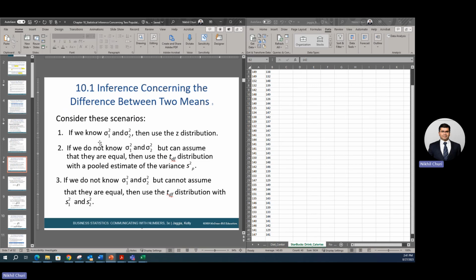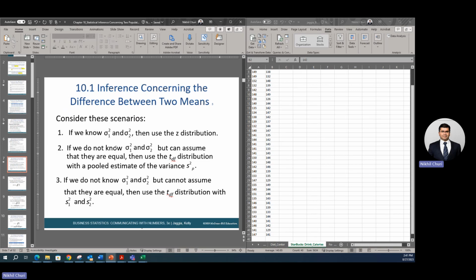And if I square sigma, so sigma is my standard deviation, and if I do sigma 1 square, I'm talking about the variance. So the variance for population 1 is denoted by sigma 1 square, and the variance for population 2 is denoted by sigma 2 square. Then, if the variances for these two populations are given or known, we use the z distribution to solve the problem.